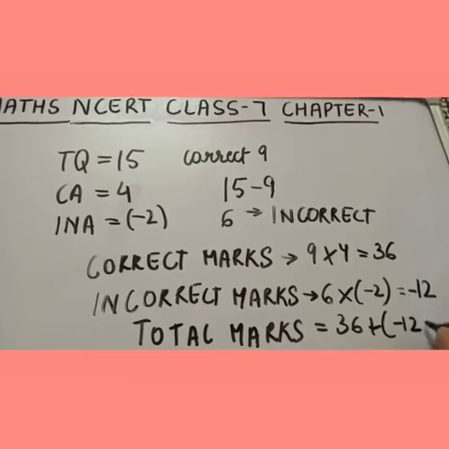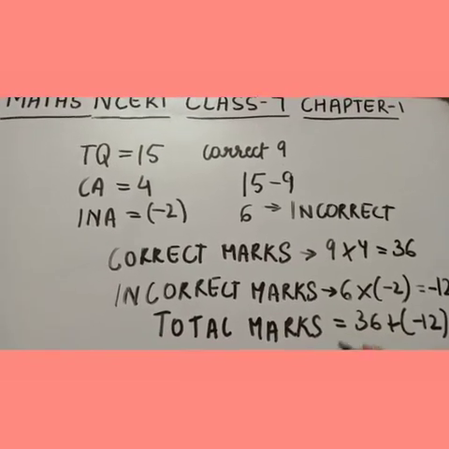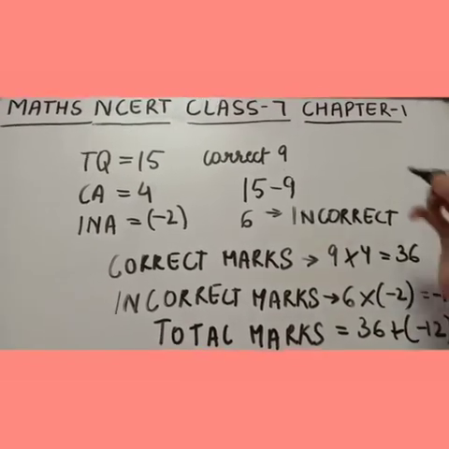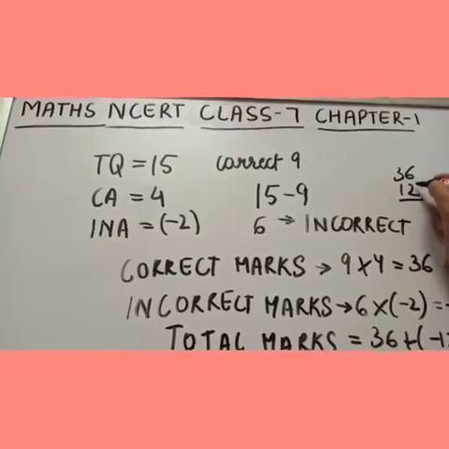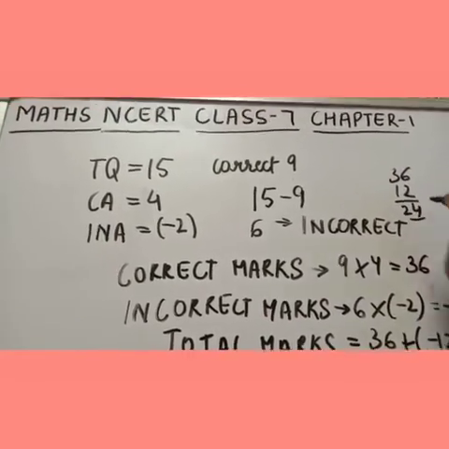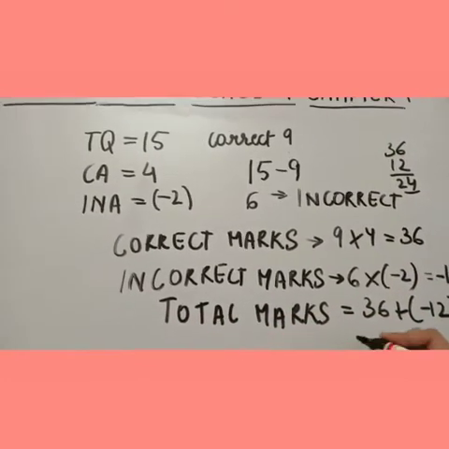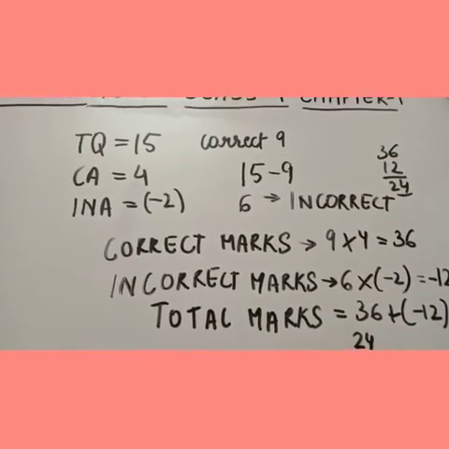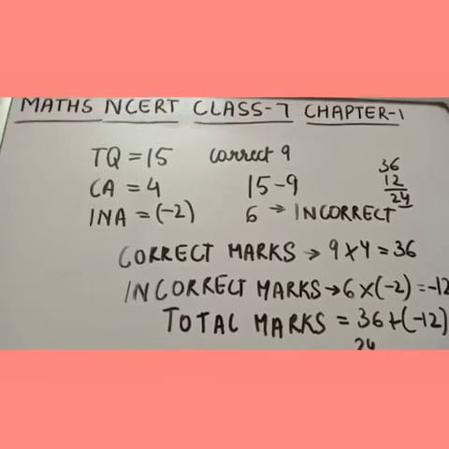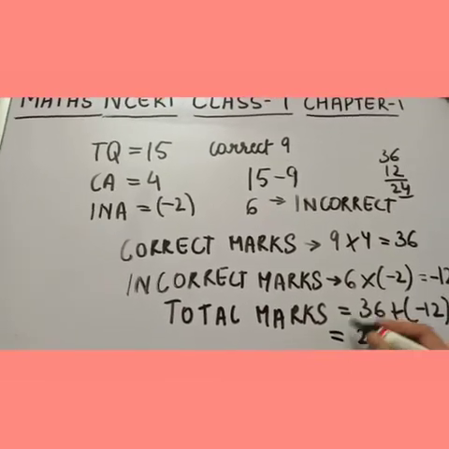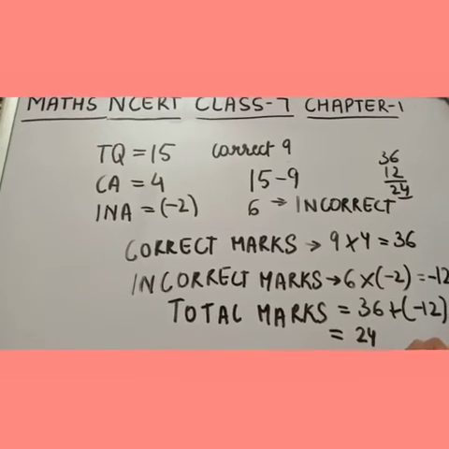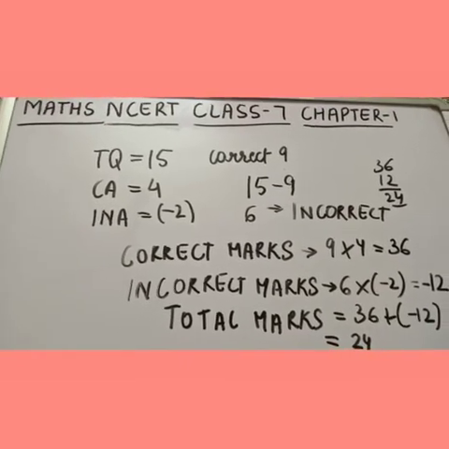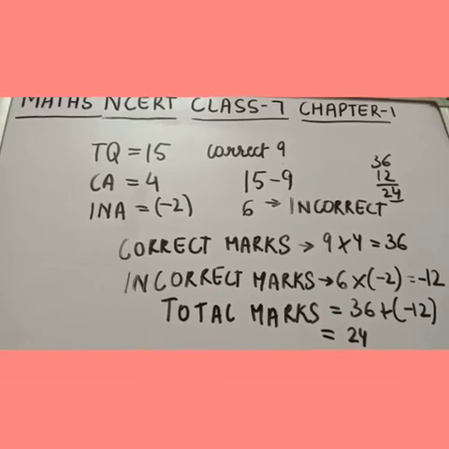Plus -12. As you know, with a positive and a negative number, you always subtract. So, you will subtract them. You will get the answer as 24. The bigger number is 36 and that is a positive number, so the answer will also come out to be a positive number. So, 24 marks Gurpreet got in this class test.